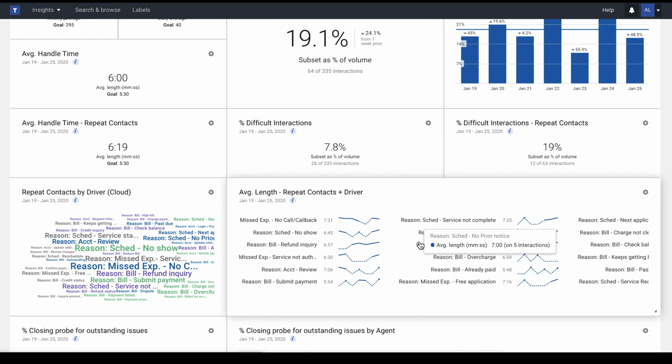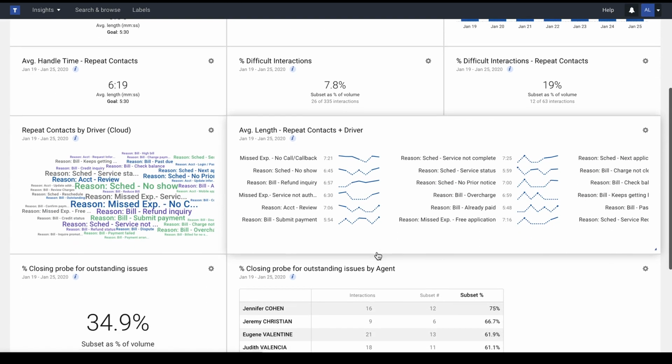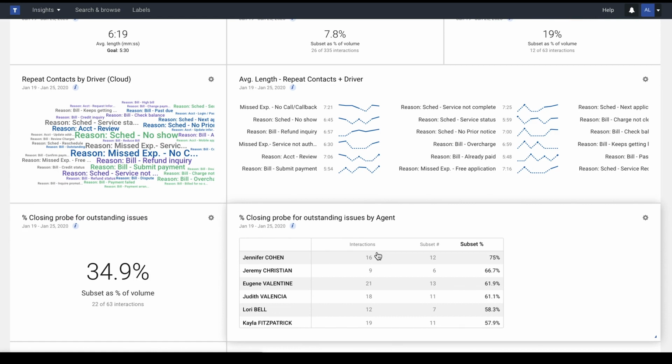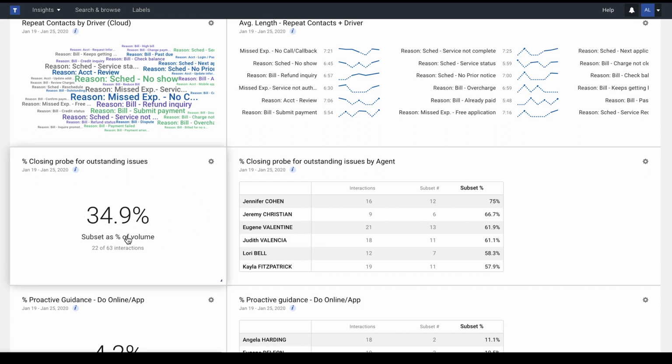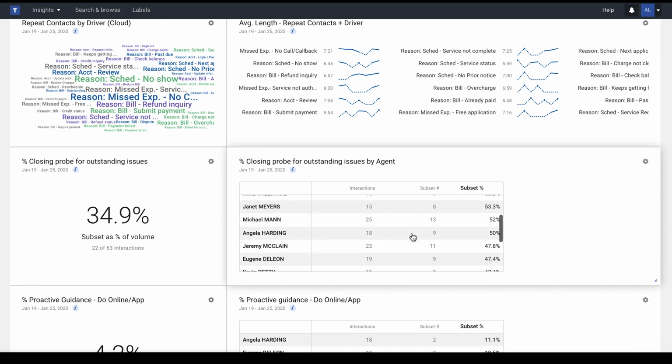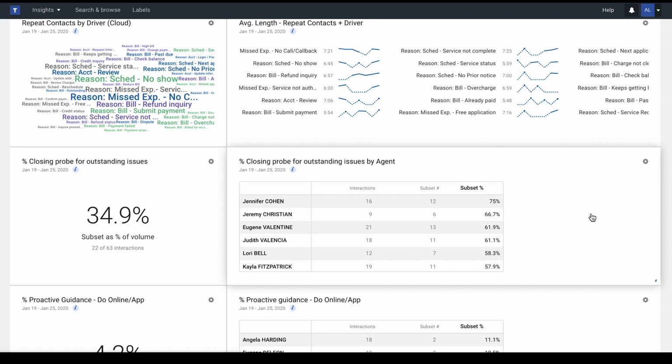Not only can Tether help to pull apart the drivers from the voice of the customer, but we can also help keep track of what our agents can be doing to avoid future call deflection and some of those repeat contacts. So, for example, one good behavior to track from an agent perspective is the closing probe. And that is when the agent is saying, is there anything else I can help with? Therefore, trying to see if they've resolved all of the inquiries from the customer. So overall, sitting at 34.9%, but Tether helps you to break that out at an agent level so we can see which agents might need more help or coaching in that regard.